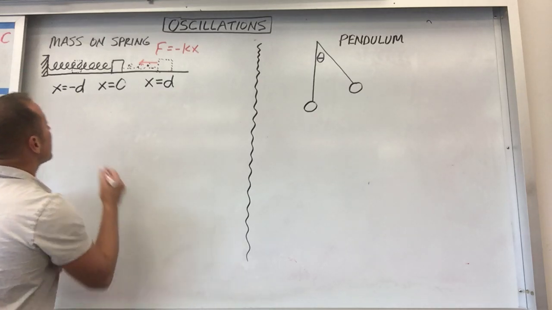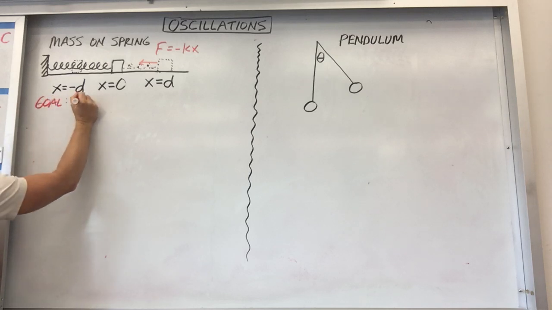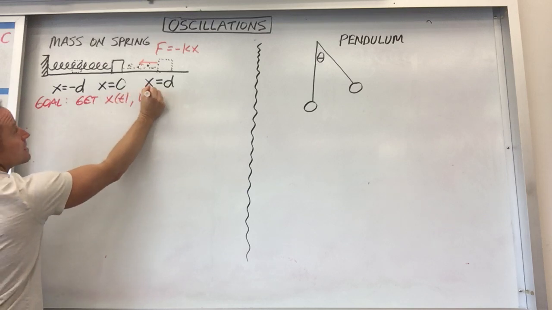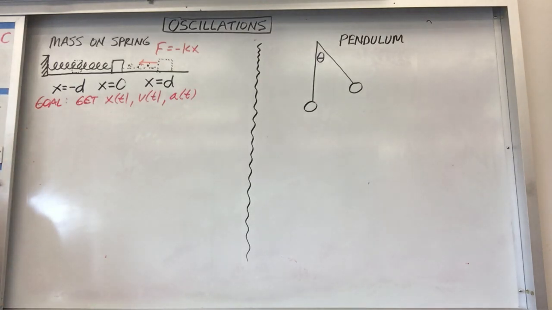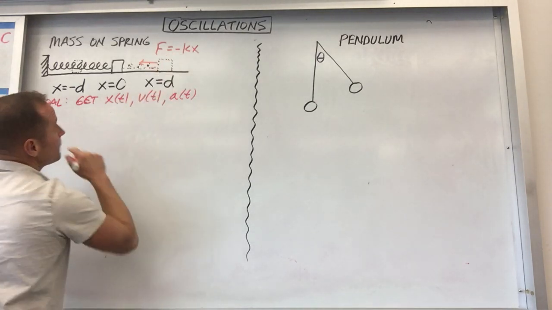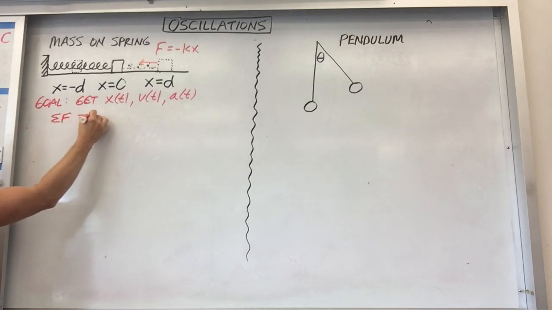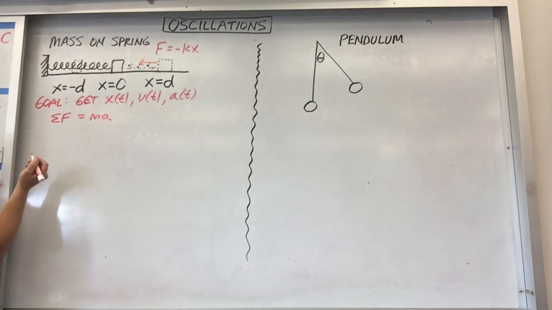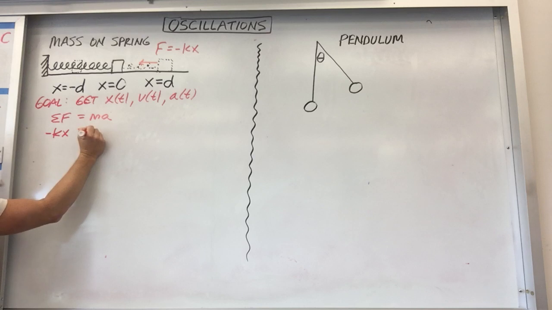So what you then want to do to learn how it's going to move is apply F equals ma. Our goal is to get position as a function of time, velocity as a function of time, and acceleration as a function of time for this mass. So you start with F equals ma: the sum of all forces on this thing is ma. The only force really acting on it is the spring force, so we'll say minus kx, the spring force, equals m.